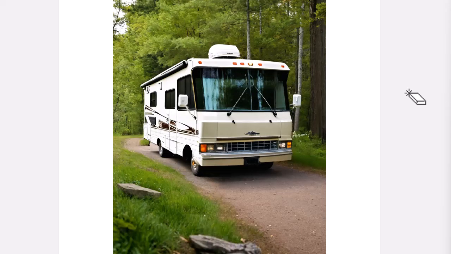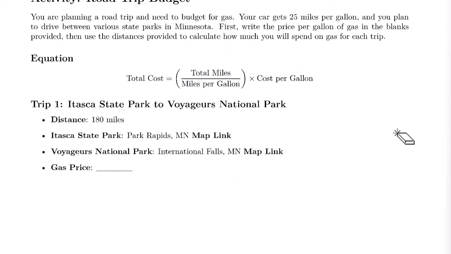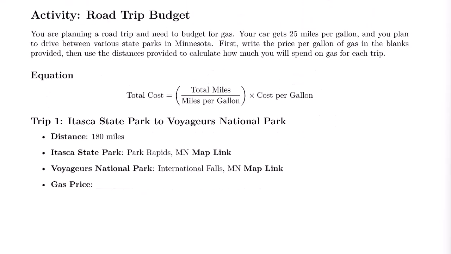Yay, this will be fun. First thing is, what are we going to be doing today? Well, our activity, road trip budget. You're planning a road trip and need a budget for gas. Your car or RV gets 25 miles per gallon, and you plan to drive between various state parks in Minnesota.